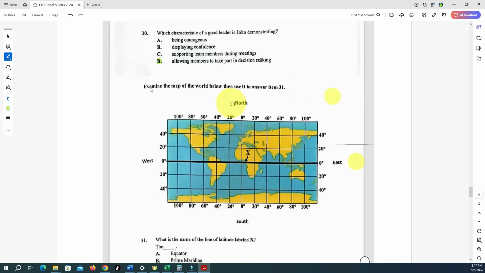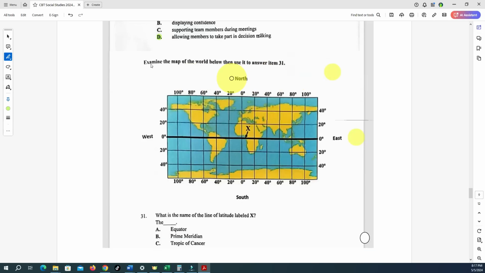Alright. Examine the map of the world below, then use it to answer item 31. This is north, this is west, this is east, this is south. I see South America, North America, and I see America right here, and I see Canada. Where is Jamaica, by the way? Jamaica should be down here somewhere. I'm not seeing Jamaica. All right, cool.